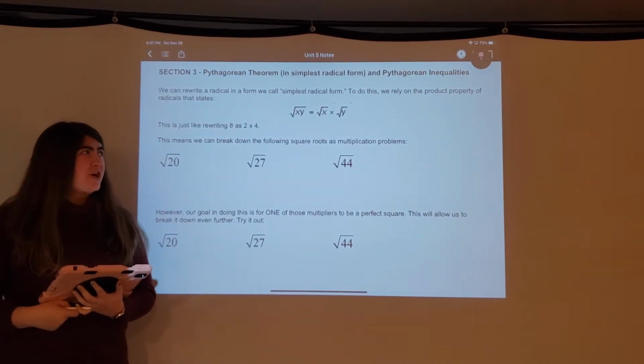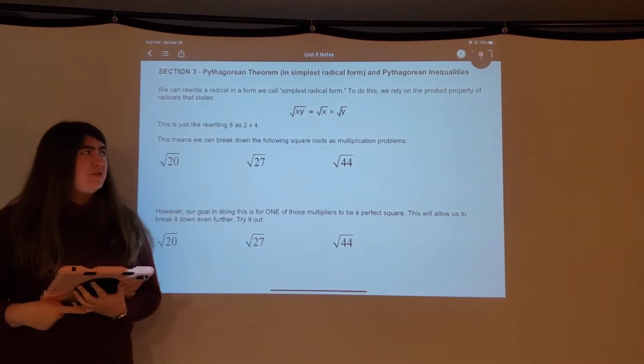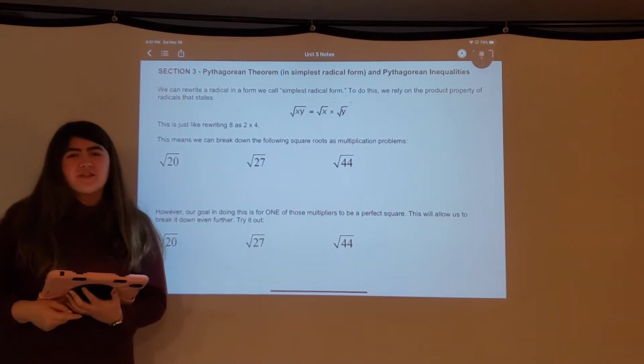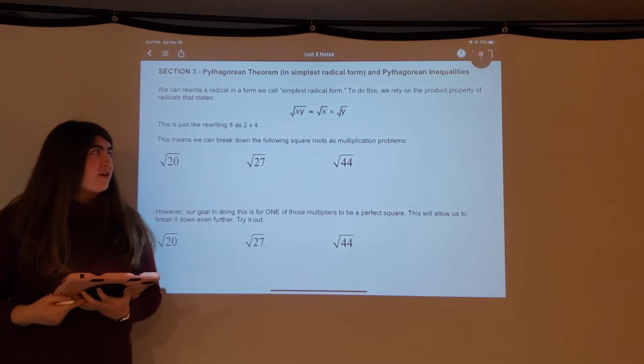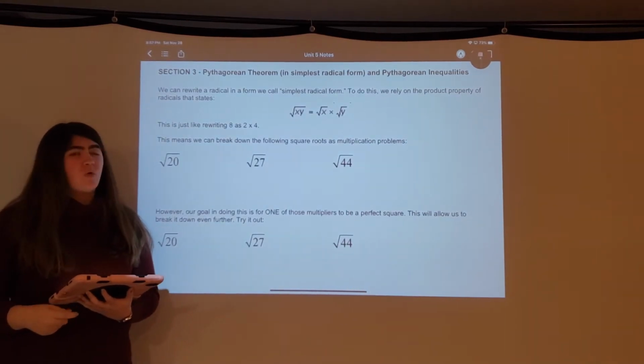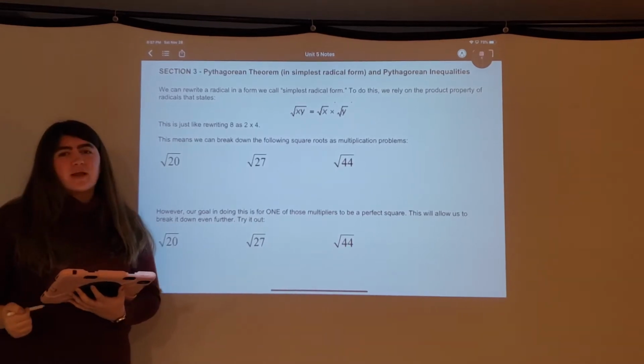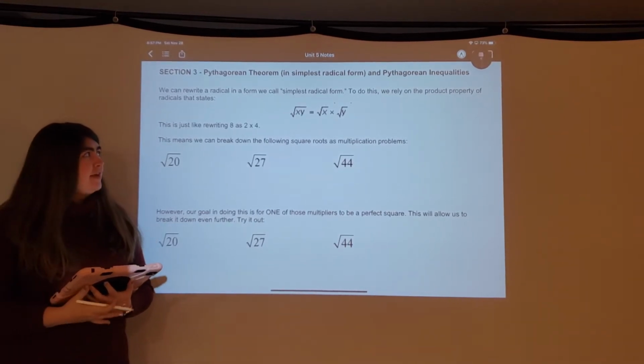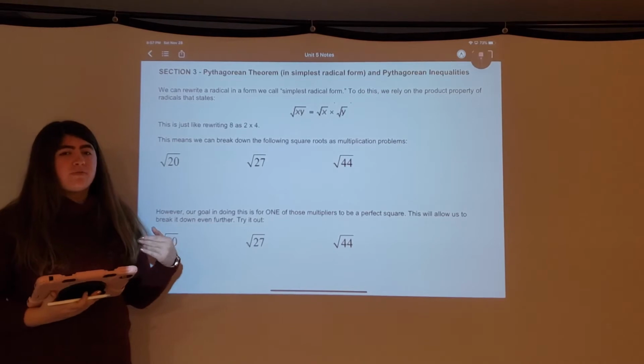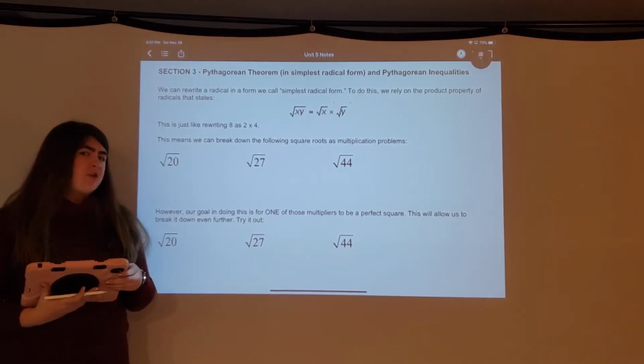This is our third and final section of this unit covering the Pythagorean Theorem, writing our answers in simplest radical form, and the Pythagorean Inequalities. You should have already worked with writing your answers in simplest radical form at some point in the past, but in case you haven't, we're going to review that and the refresher will be good for you anyways.